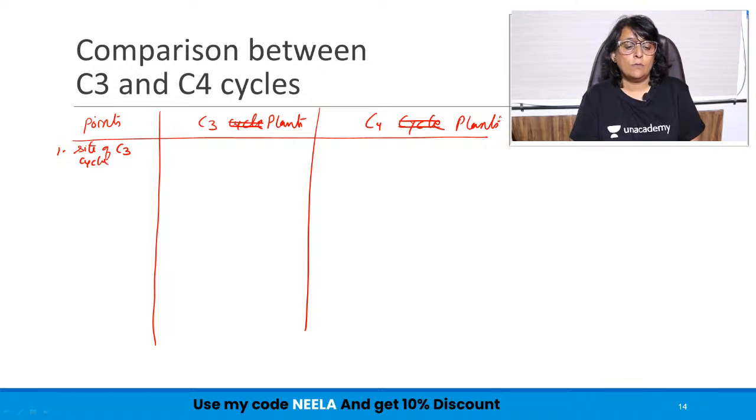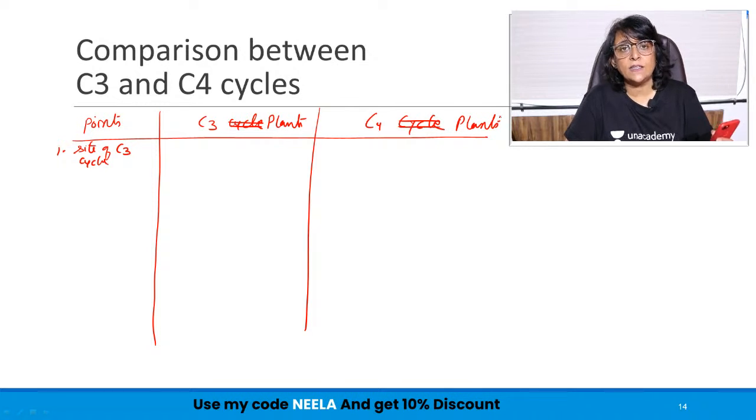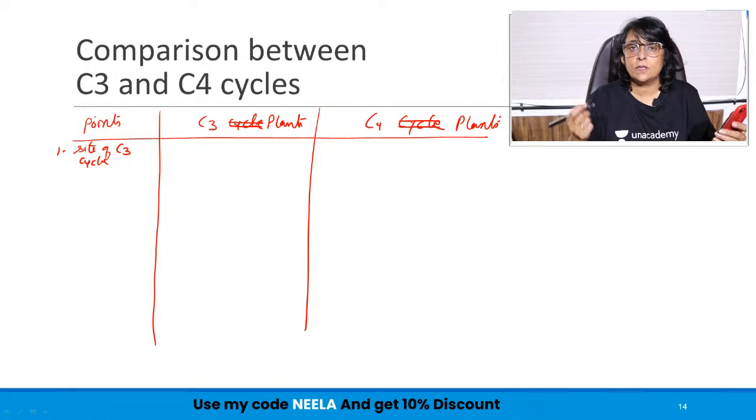So what is the site of C3 cycle in C3 plants? Where exactly the C3 cycle takes place. Now, if you start answering these questions, there will be two things. One, you will be able to revise it, and secondly, in case you're not able to answer it, that is going to be beneficial for you to discuss the doubts. So where do you think the site of C3 cycle in C3 plants is?